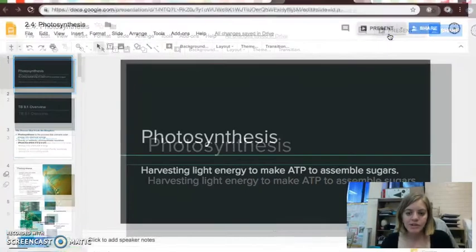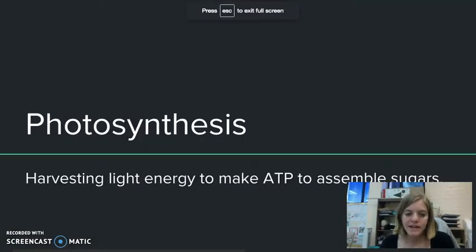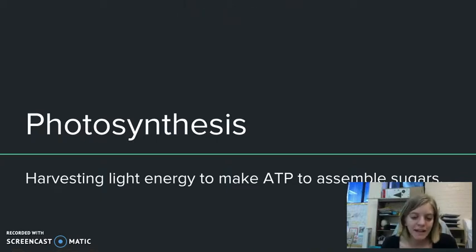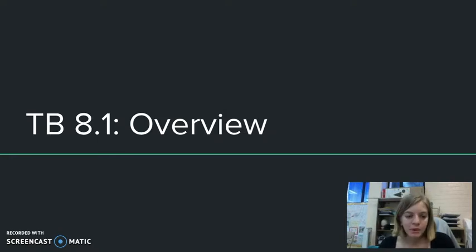So today we're going to start our lessons on photosynthesis, and essentially what photosynthesis is doing is it's taking light energy and using that energy to make ATP, which will then be responsible for assembling larger sugars. This video corresponds with textbook section 8.1, which is an overview of photosynthesis.